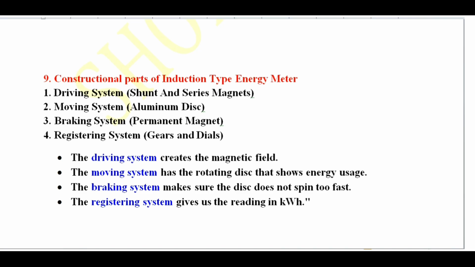In short, the driving system creates the magnetic field. The moving system has the rotating disc that shows energy usage. The braking system makes sure the disc doesn't spin too fast. The registering system gives us the reading in kilowatt hours.